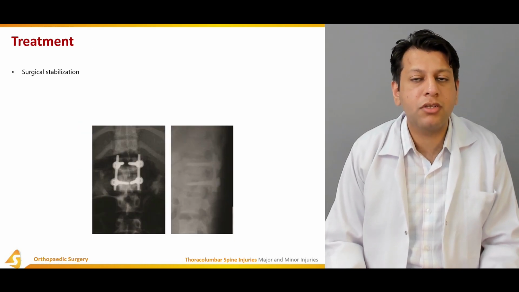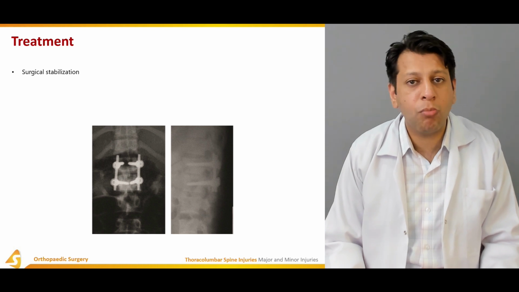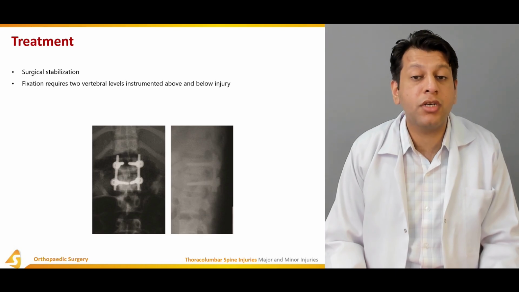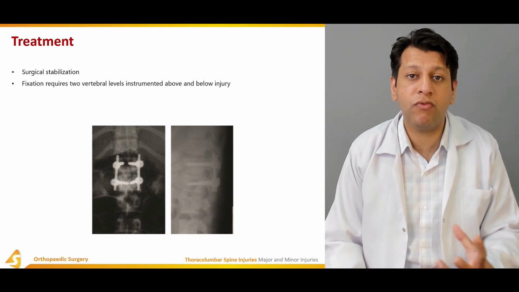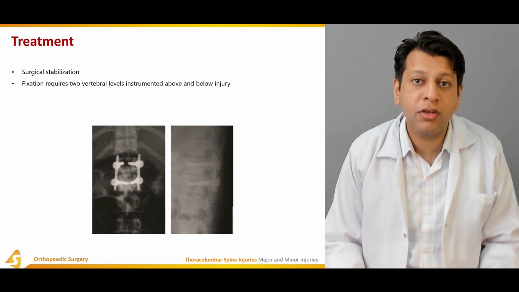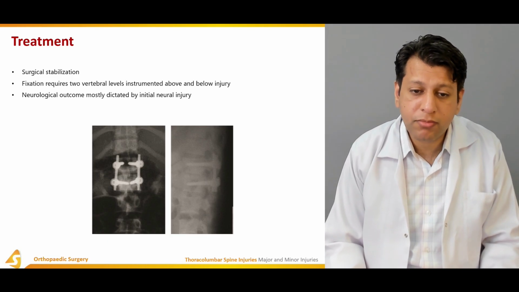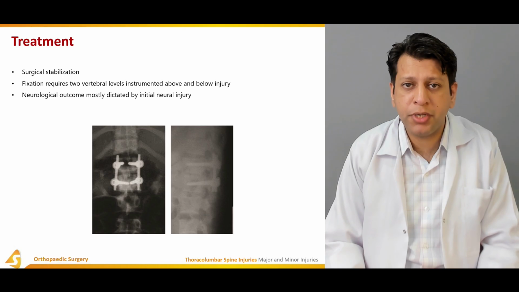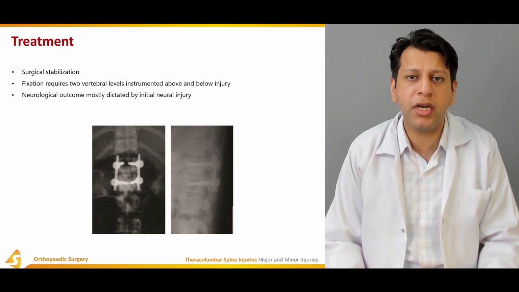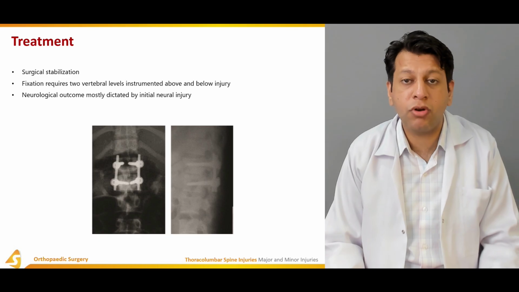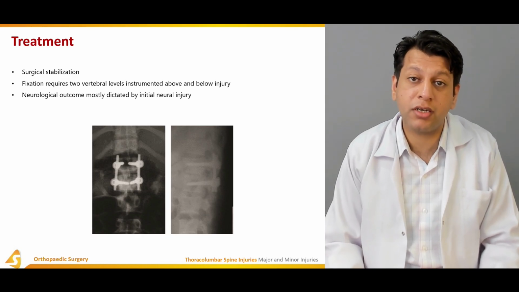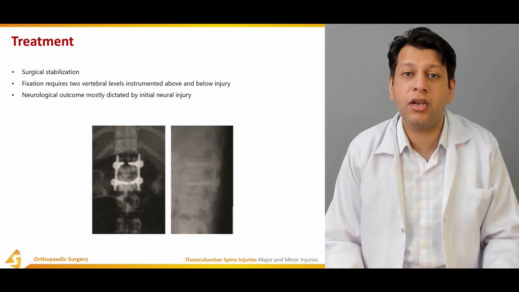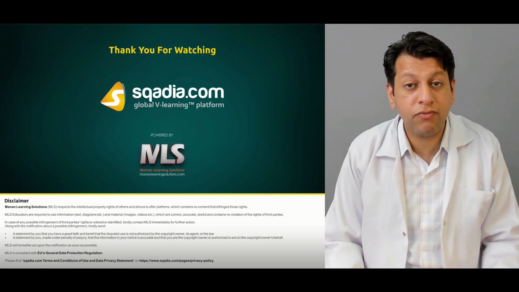Coming to the treatment, surgical stabilization is often necessary, both anteriorly as well as posteriorly. Fixation requires instrumentation two vertebral levels above and below. Why? Because we have a very large fracture segment, and we just need to make it stable. Neurological outcome is mainly determined by whether at the time of injury there was a complete spinal cord injury or a partial injury. If it was quadriplegia or tetraplegia at that time, or even paraplegia, there are usually very slim chances of recovery later on despite the fixation.